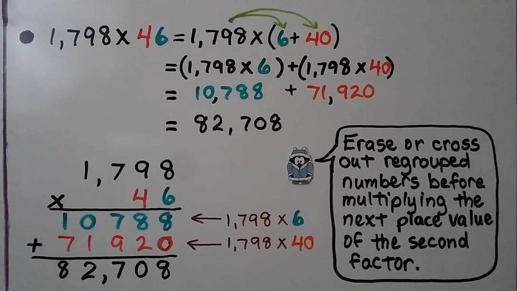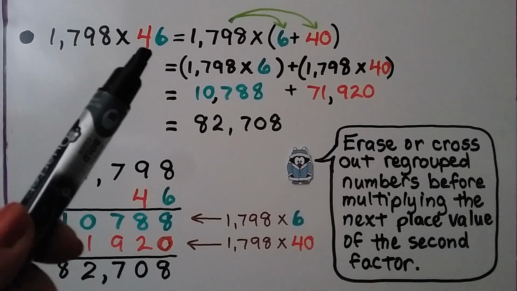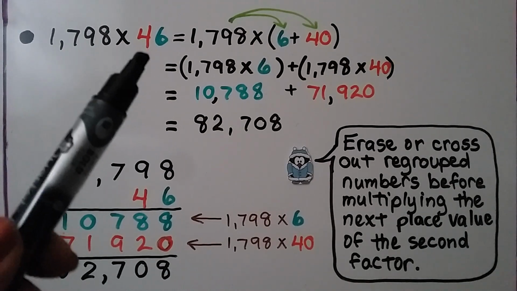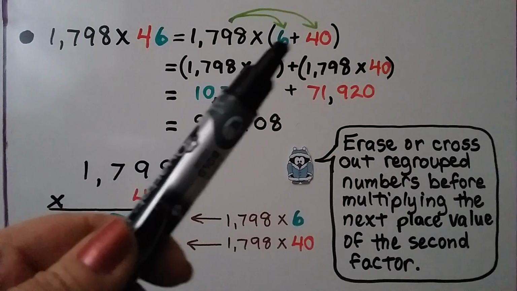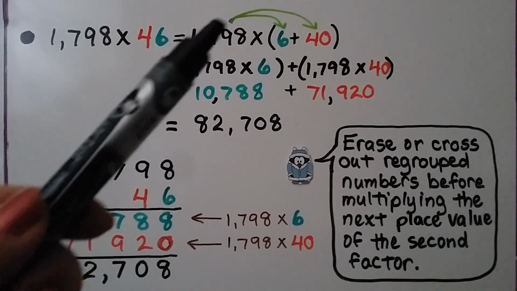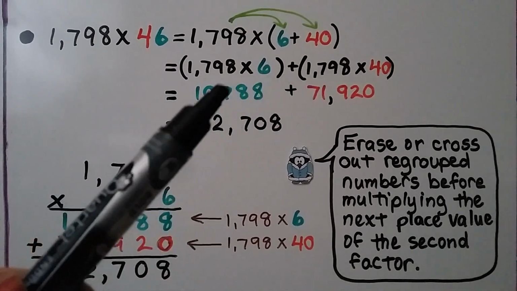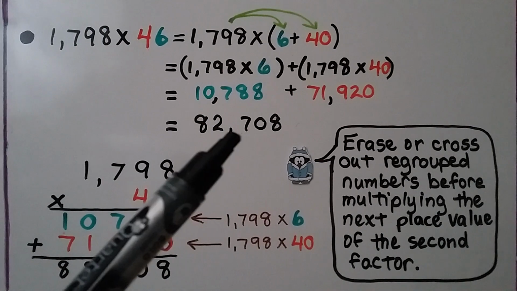Now let's multiply a greater number. We have 1,798 times 46. We're going to break the 46 apart into a 6 plus a 40. We're going to multiply 1,798 to the 6. Then we're going to multiply it to the 40. We're going to add their partial products together.